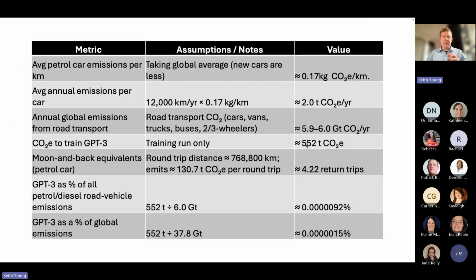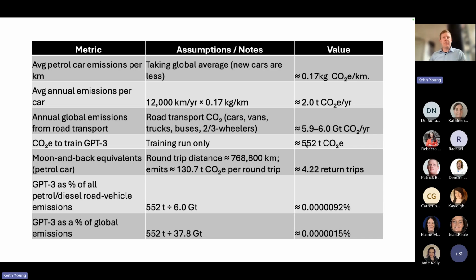So I ran the calculations on this. If we're looking at average petrol car emissions per kilometer, we're talking about 170 grams per kilometer. Newer cars are much more efficient than that, but this is the global average that exists. And if we take the annual emissions per car, which is about 12,000 kilometers per year, depending on where you're actually based, we're coming up at about 2 tons of CO2 a year that are produced from driving a car. Now, if we work our way down through this table, and I'll get you down to the bottom, one thing that we do find out is, well, actually, the driving to the moon and back isn't exactly accurate. It would actually be driving to the moon and back 4.22 times would be the equivalent.